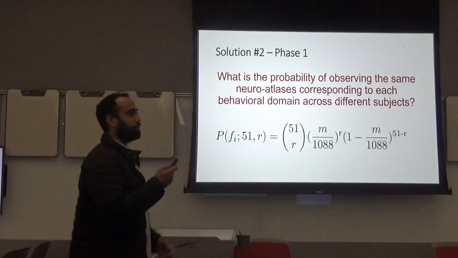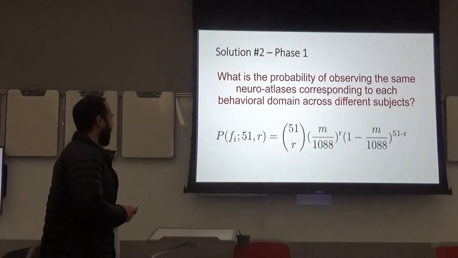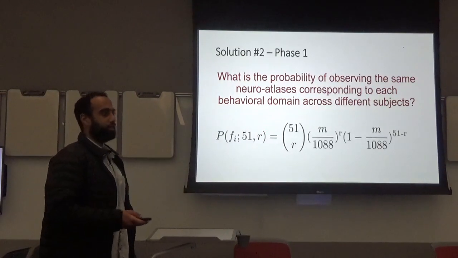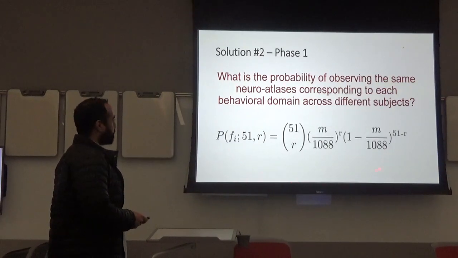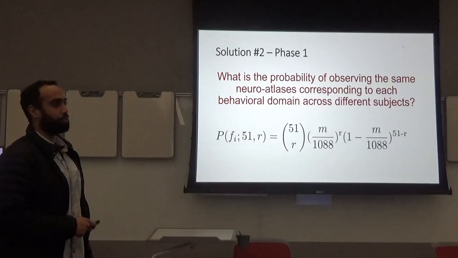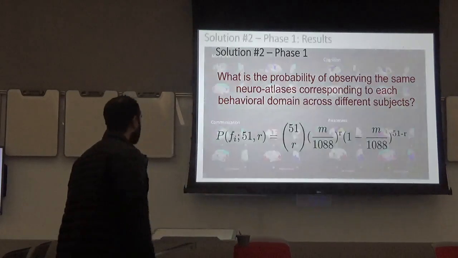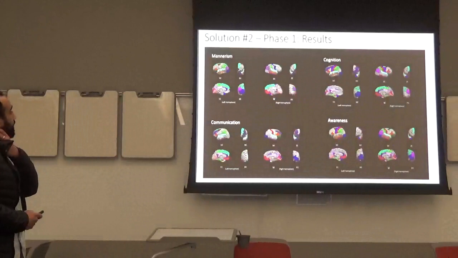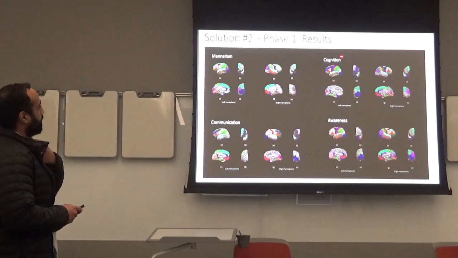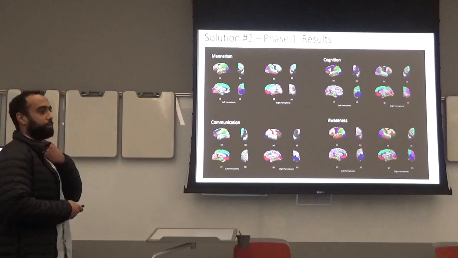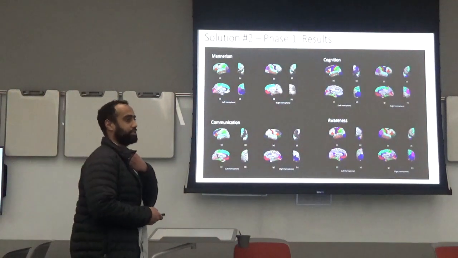We set the alpha level at 1%. So if the chance of this happening is more than 1%, then we will say this is a coincidence. This is not true. If this probability is less than 1%, then we say that this is significant. This feature actually means something. And then those are the brain regions that were actually selected for each behavior, that mean something, coming out from the statistical analysis. Those are the brain regions that passed the statistical test.